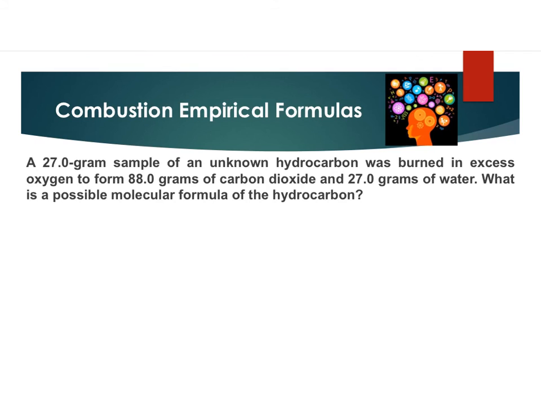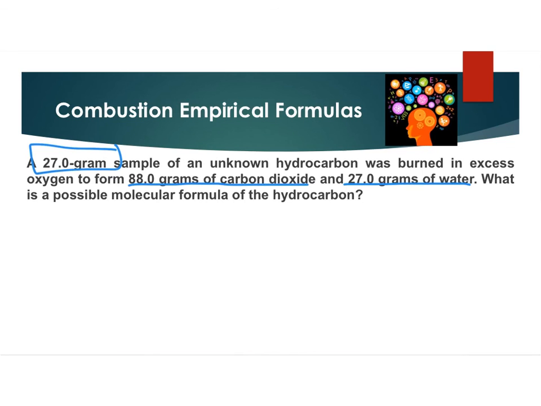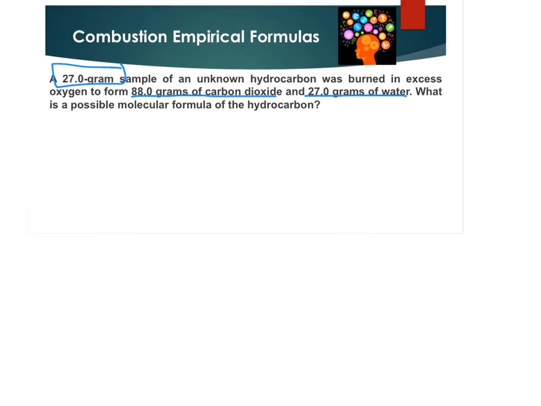Okay, so this problem says a 27-gram sample of an unknown hydrocarbon was burned in excess of oxygen. There's always excess oxygen. I don't think I've ever seen a problem where you had to calculate the oxygen. But it does give us our products. We have 88 grams of CO2 made and 27 grams of water made. What is a possible molecular formula of the hydrocarbon? So we're just going to have to find our empirical formula. This was our starting compound, our starting amount. I don't even know if we need that, so we're just going to work it raw together.